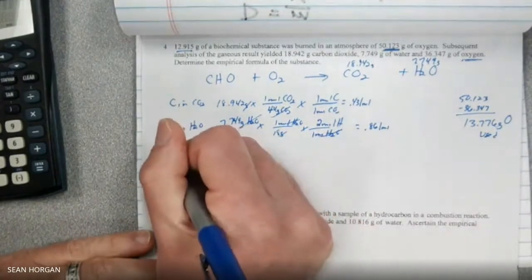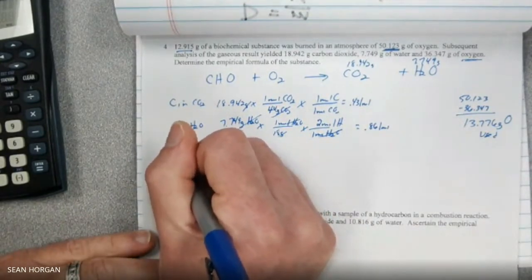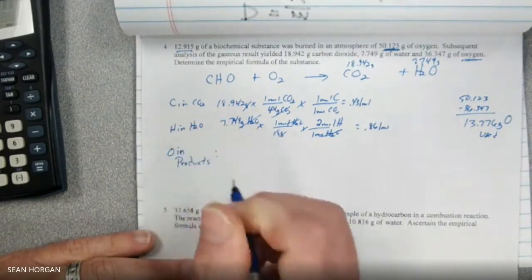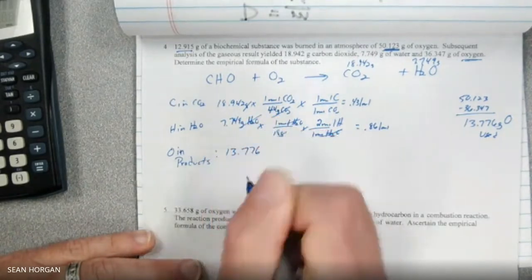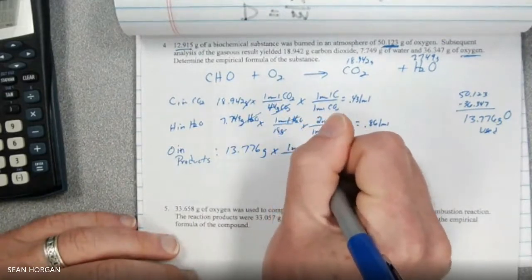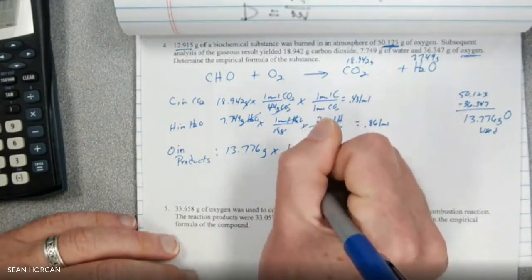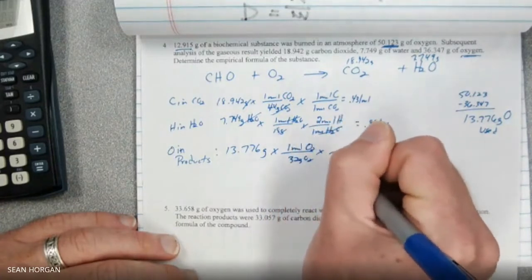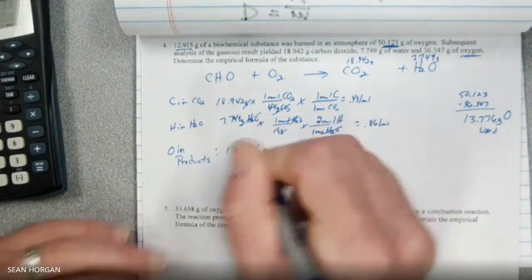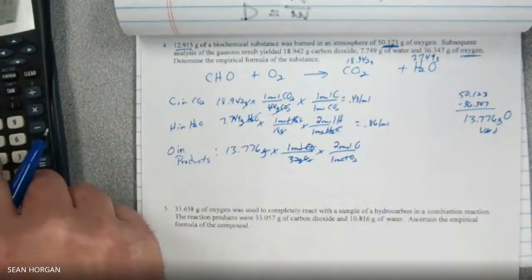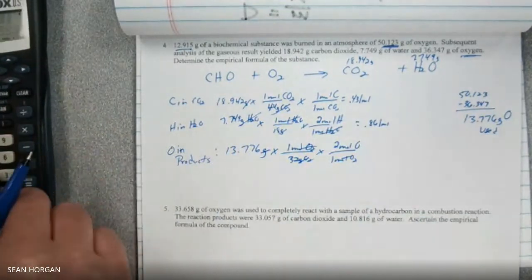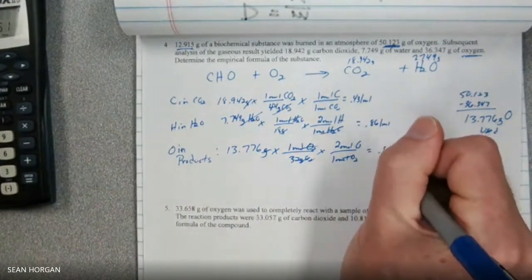So then we're going to do the O used. O in products. So 13.776 grams times 1 mole O2 over 32 grams O2, and then 2 moles of O for 1 mole of O2. 13.776 times 2 divided by 32 equals 0.861.